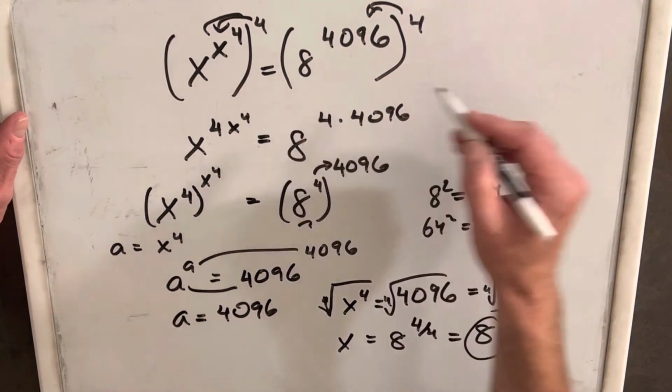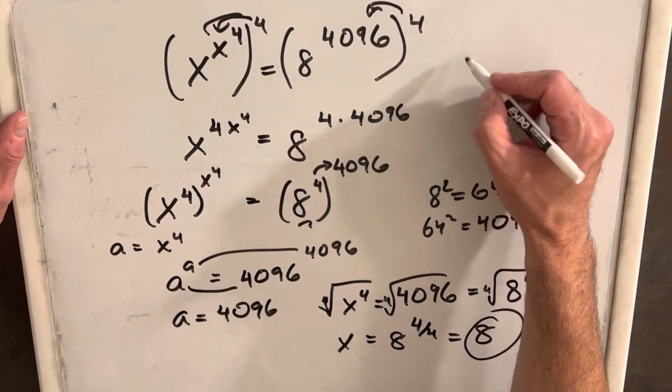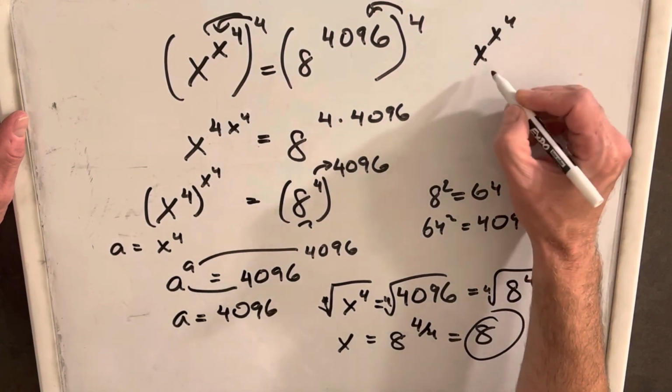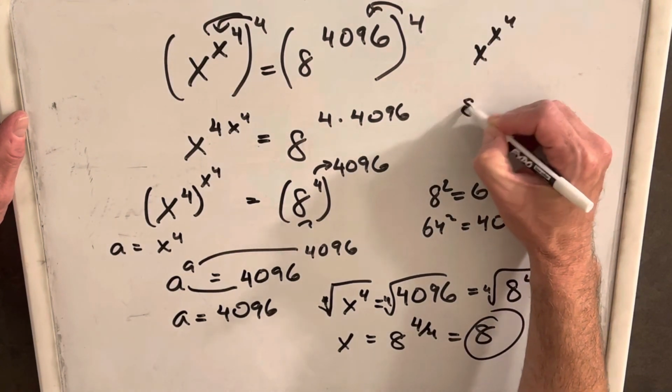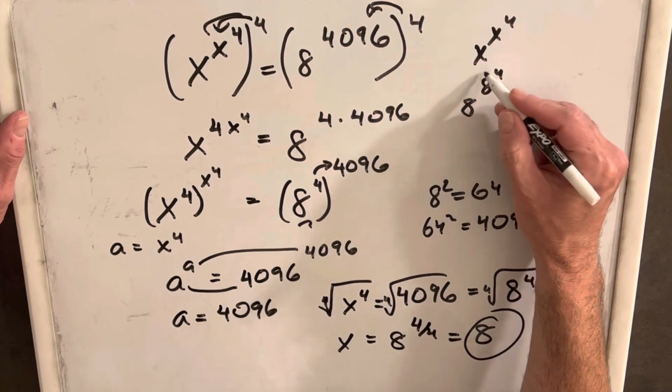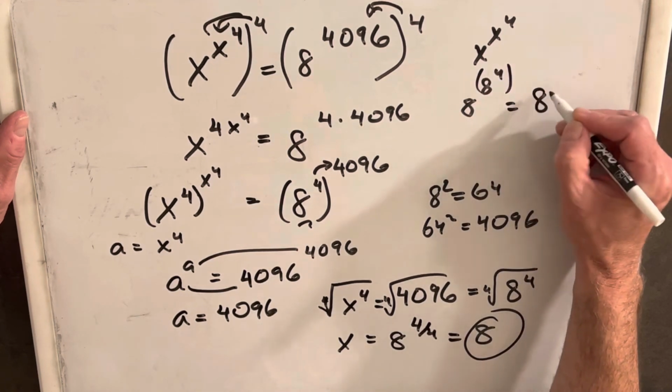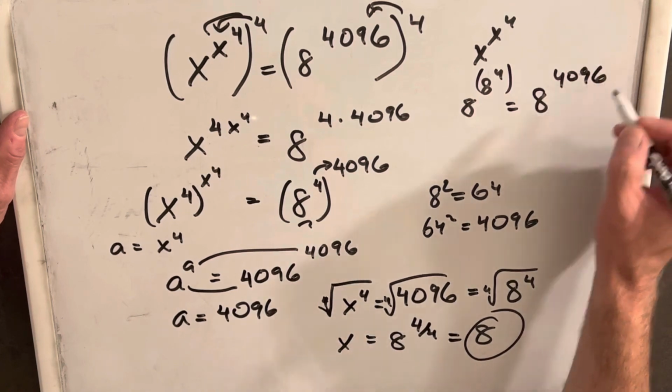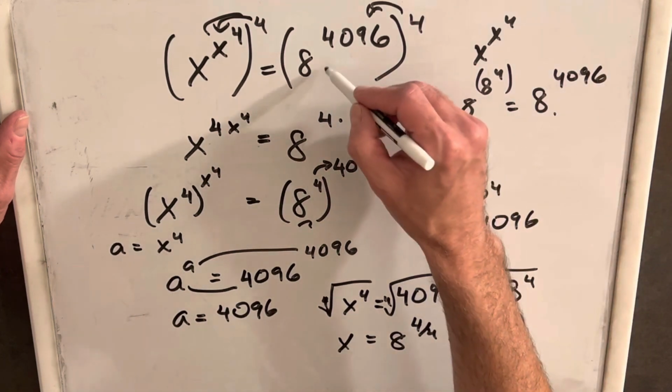And then we could plug that back in. So if our original expression was x to the fourth, so that's 8 to the 8 to the fourth, but we know that 8 to the fourth is actually 4096. And so this is exactly our expression here.